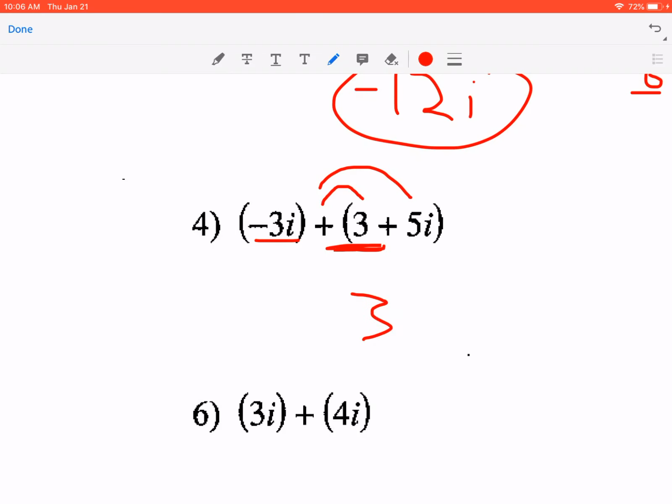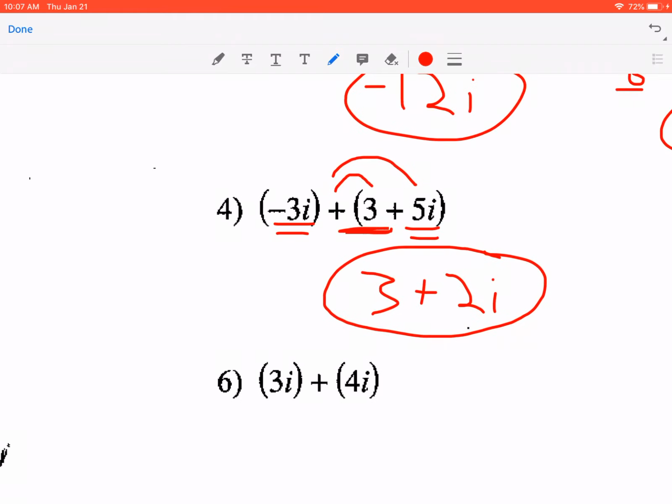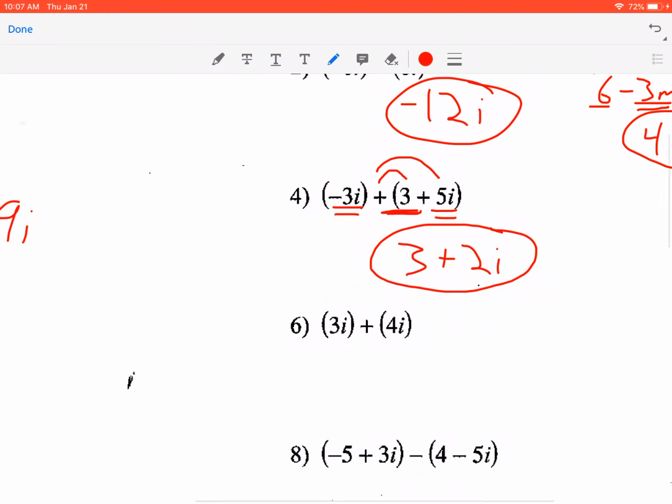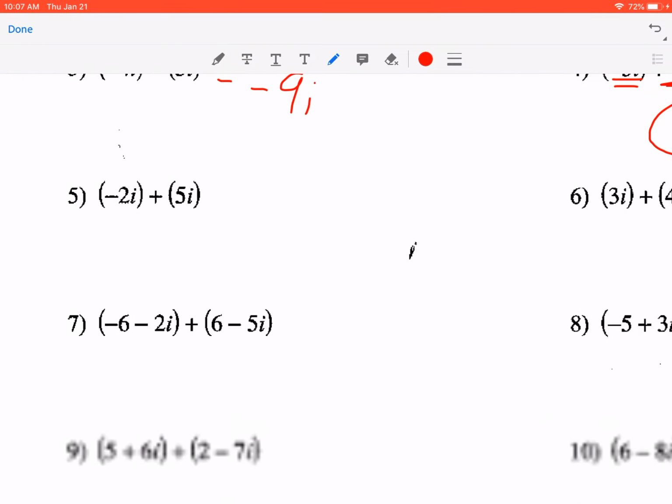But I see a negative 3i plus 5i. So that's just the same as negative 3 plus 5. So that's plus 2i. You don't combine these because real numbers and imaginary numbers don't go together. That's the best you can do. That's a binomial, 3 plus 2i. That's it. All right? Same thing here. Both imaginary, so it's a positive 5 and negative 2, so the answer is 3i.